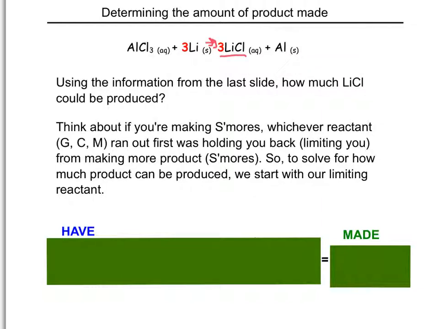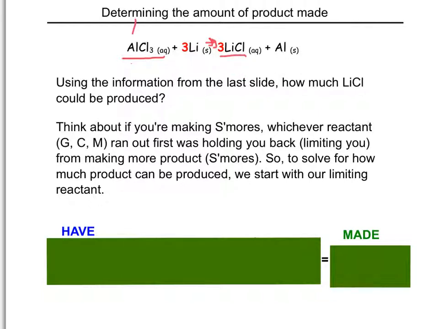Okay, hopefully you've tried this on your own now. Looking back at the last slide, we had determined that aluminum chloride was our limiter. So basically what that's saying is I don't have enough aluminum chloride to produce all of my lithium chloride. It'd be like if you had only one marshmallow, but then you had 20 pieces of graham cracker, well, you can still only produce so many s'mores. This follows the same concept. If I only have so much aluminum chloride, I can only produce so much lithium chloride.